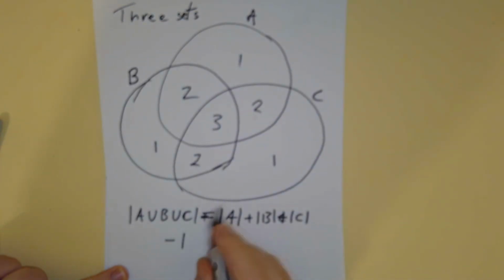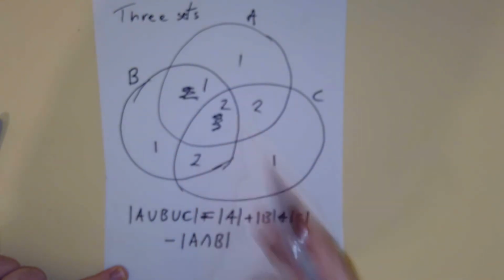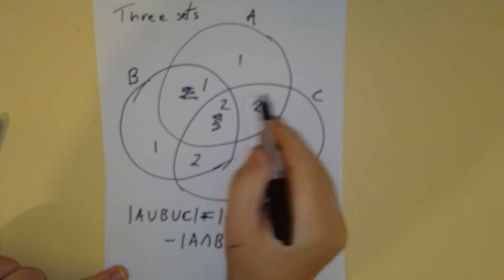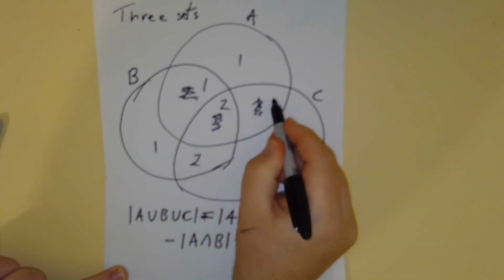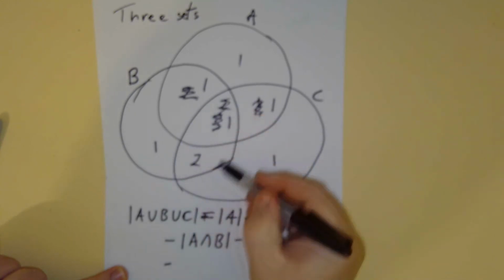So if I now minus the A intersection B, well, that would be cutting up one of these, so that would become 1, and that would become 2. Well, that's looking good so far. Let's also minus off A intersection C. Well, that would be cutting off this area here, so I'd have 1 left here, 1 left here. I also need to get rid of this 1, 2 left. And in order to get rid of that, I'm actually going to take off the whole section here.